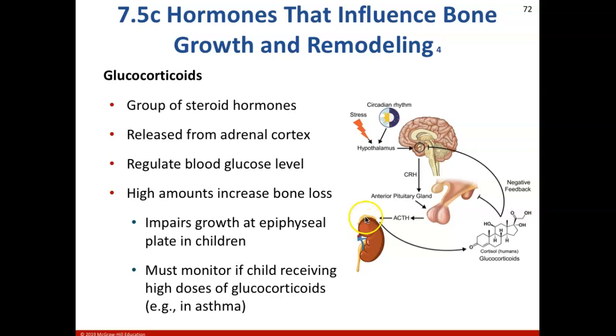So here's where you need to focus again. Your adrenal gland has an adrenal cortex that's on the outside, and then the inner portion is called the adrenal medulla. So it's the periphery, the outside of the adrenal gland, the adrenal cortex, where we release glucocorticoids. And these are going to regulate our blood glucose level and also cause increased bone loss when present in high amounts. So it'll impair growth at the epiphyseal plate in children, and we have to monitor if the child is receiving high doses of glucocorticoids, such as in children who suffer from asthma.